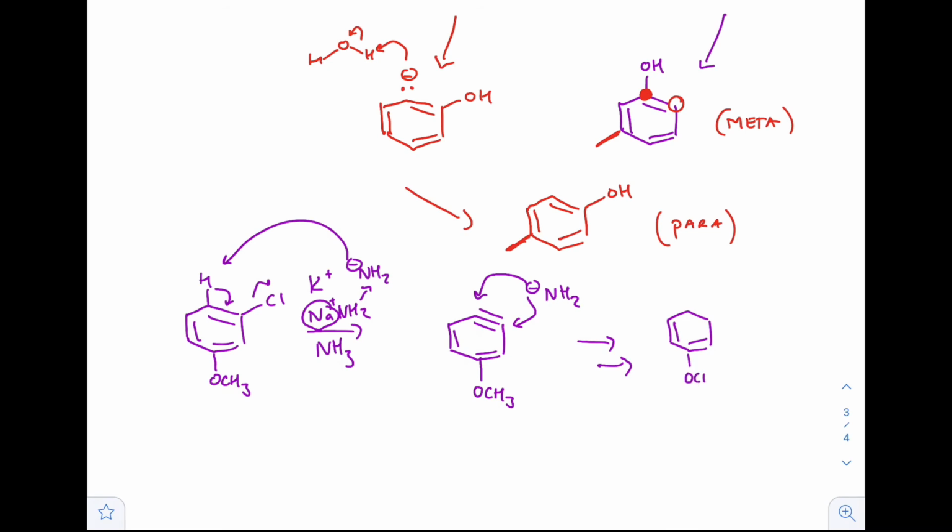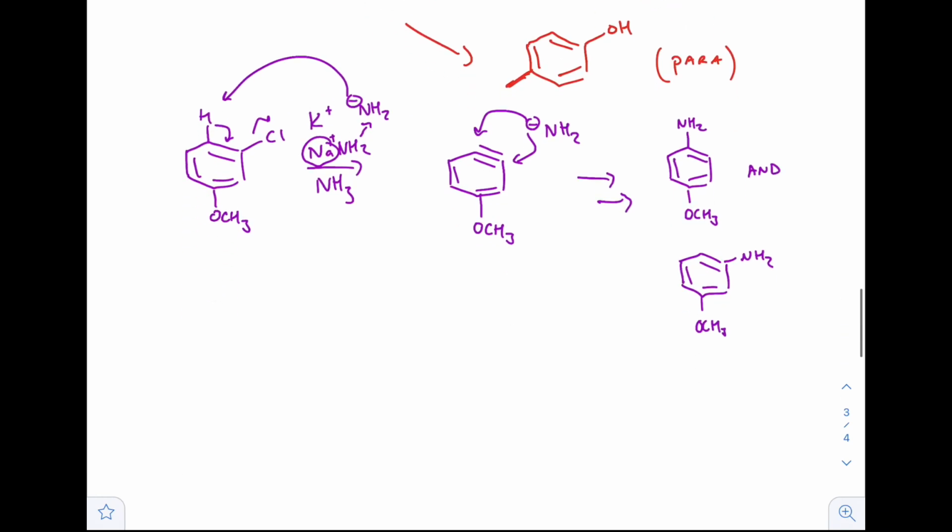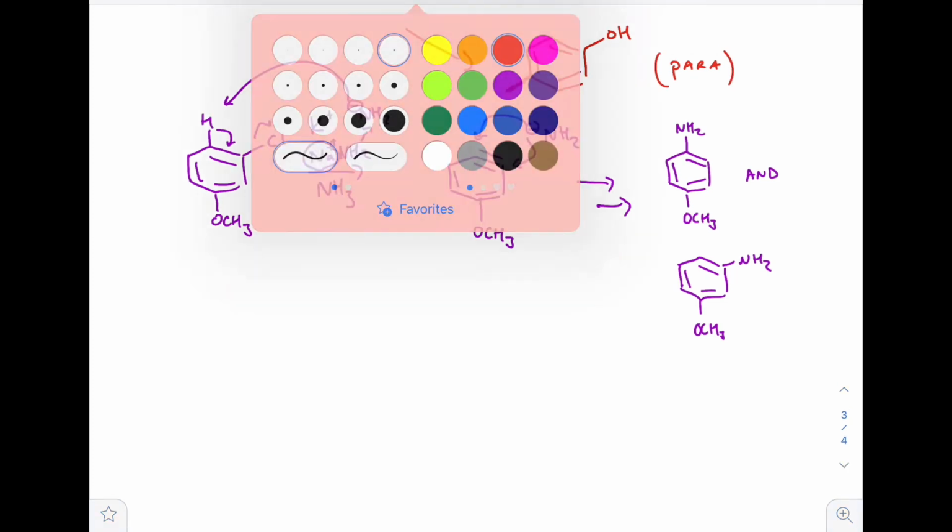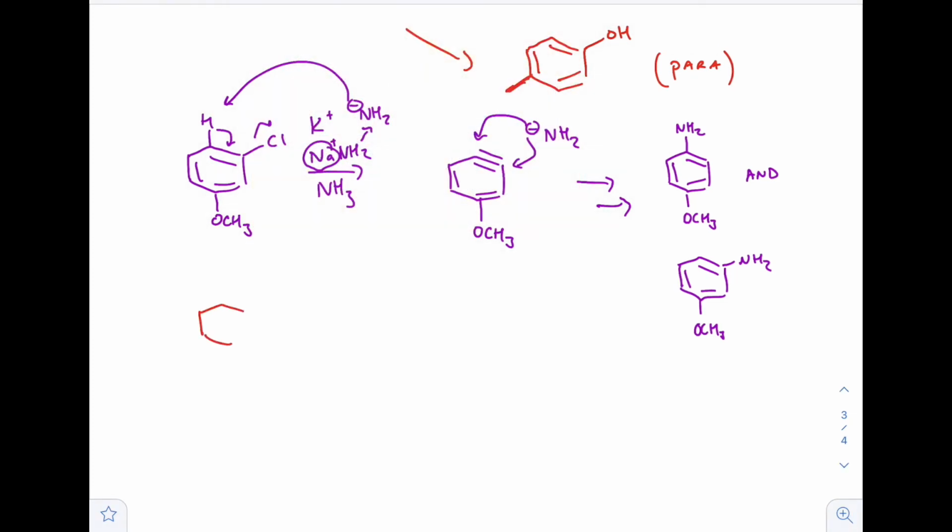And we form that benzyne intermediate, which of course can get attacked on either side. So you'd get your para substituted product or your meta substituted product, which is pretty cool, right? Because normally that methoxy would be an ortho para director, but we just put a group on there in the meta position. So that's important to note, because now we've got more tools in our toolbox to form desired products.